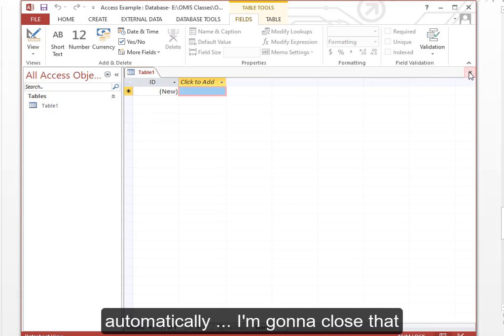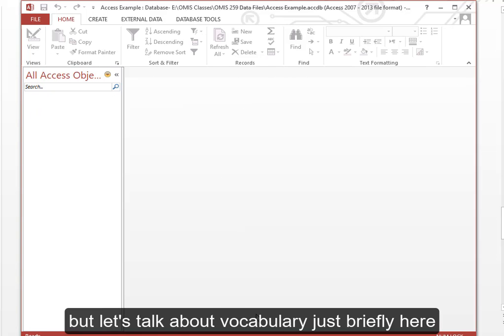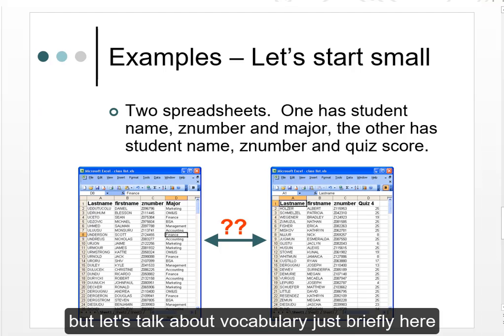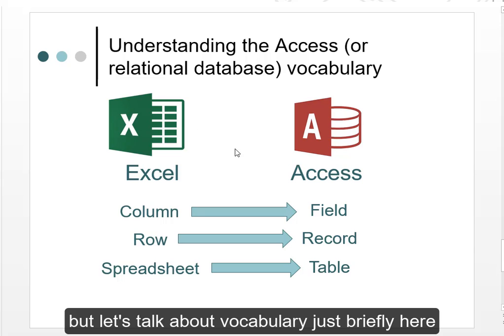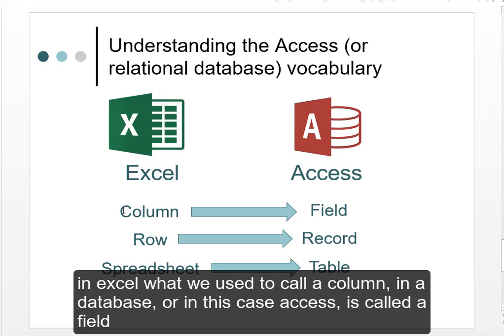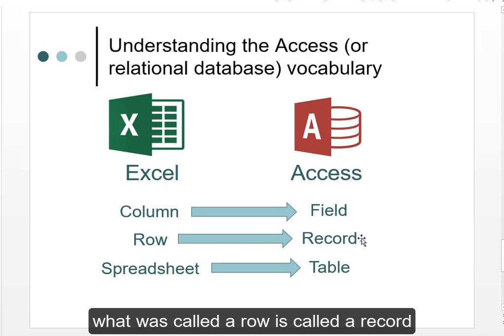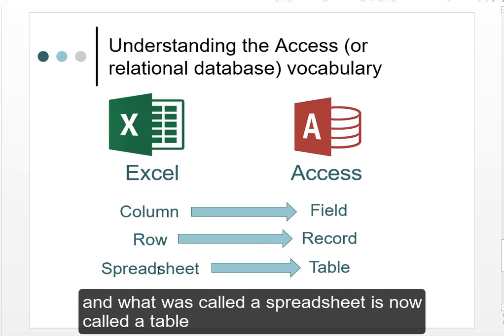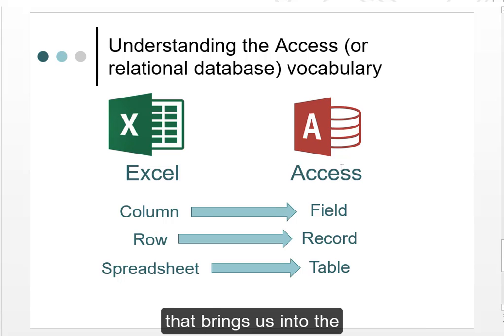I'm going to close that, but let's talk about vocabulary just briefly here. In Excel, what we used to call a column in a database, or in this case, Access, is called a field. What was called a row is called a record. And what was called a spreadsheet is now called a table. That brings us into the relational database world.